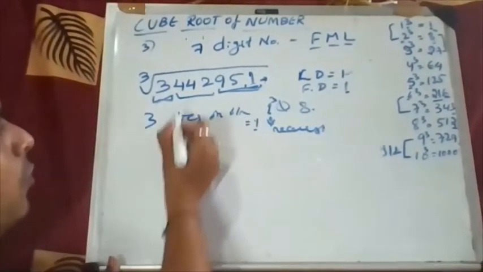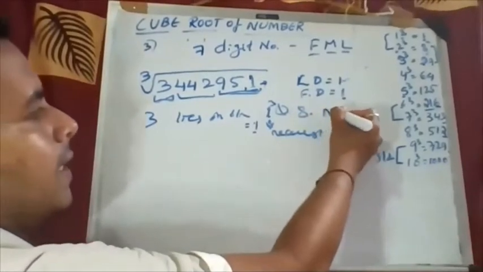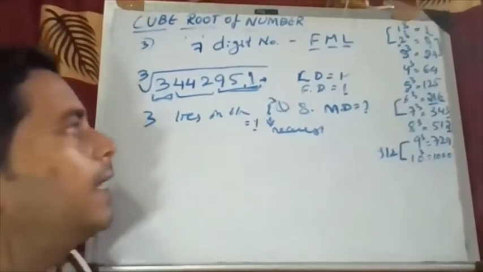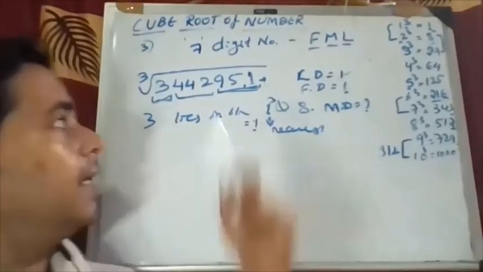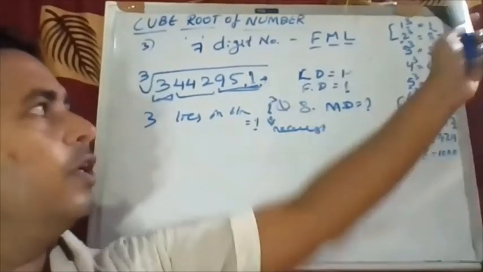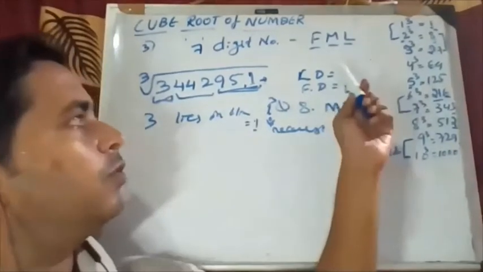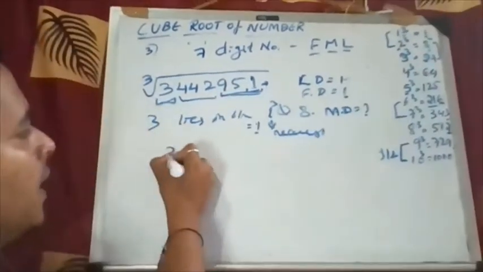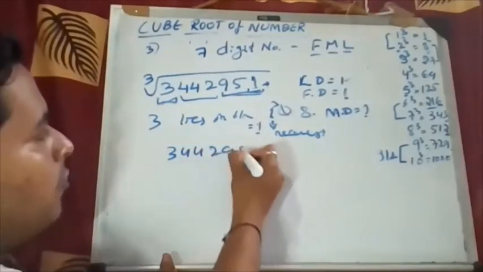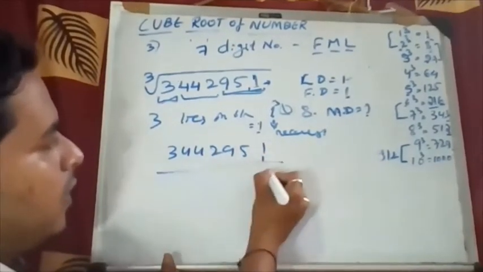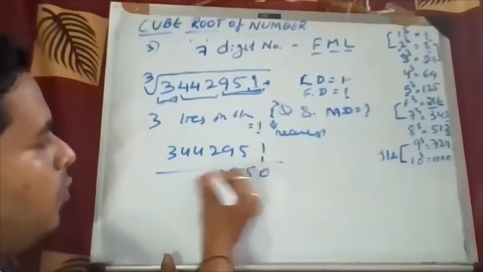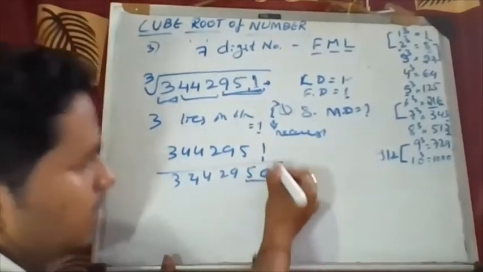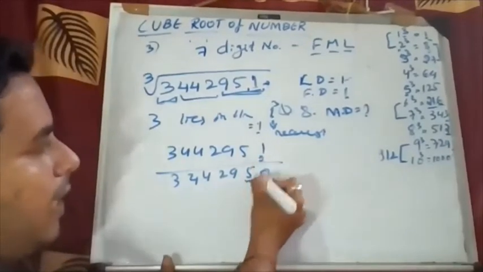Now what we have to do? We have to find out the middle digit. So middle digit find out करने के लिए we have to subtract in the given number. आपका unit digit का cube क्या था? So unit digit was 1, उसका cube 1 ही है. So what you have to do? Take 34429 51, just subtract here. So you'll get 0592. So here I have to consider only these numbers, 5 and the 1.